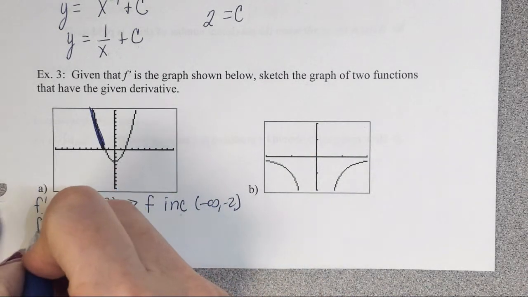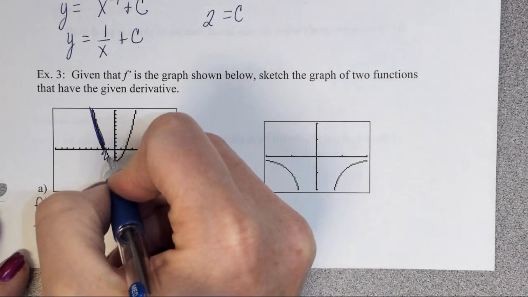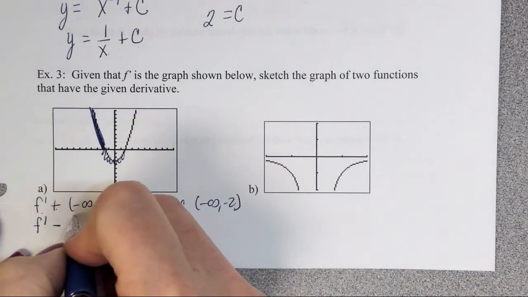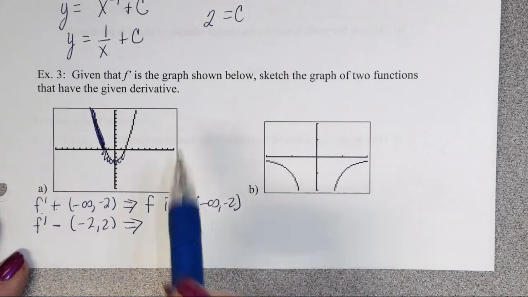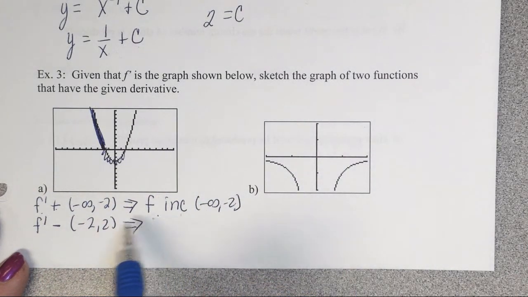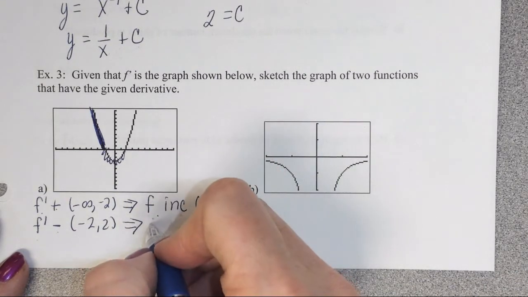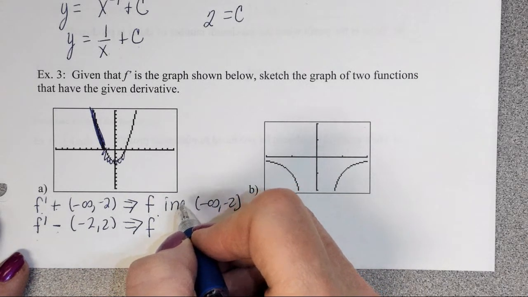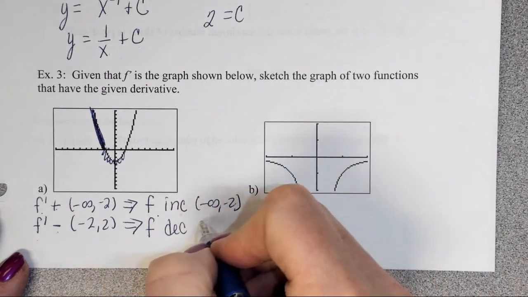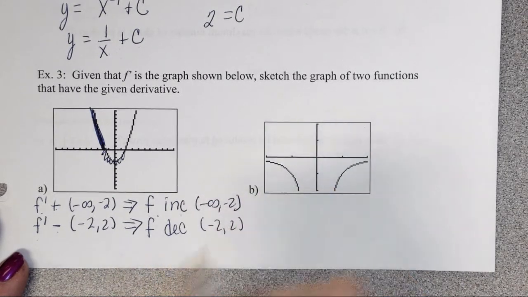I know that f prime has negative values between negative 2 and positive 2. What does that tell me about f then? If I have negative values on the derivative, what had to be true of f? It had to be decreasing from negative 2 to 2.